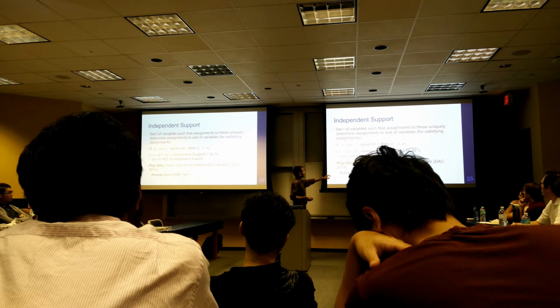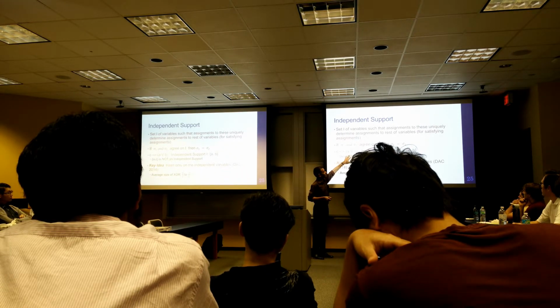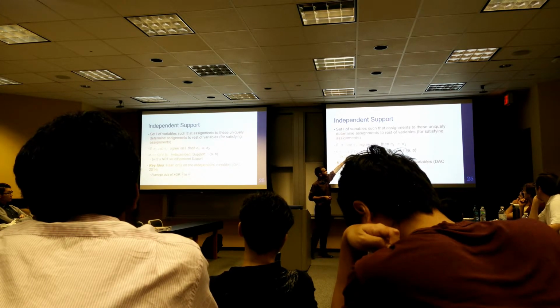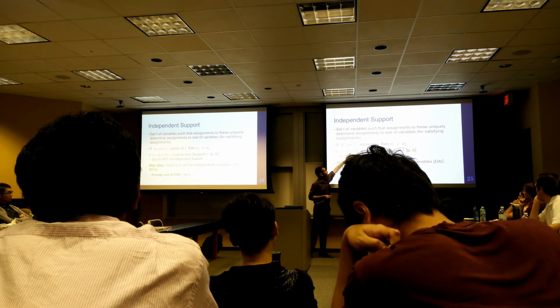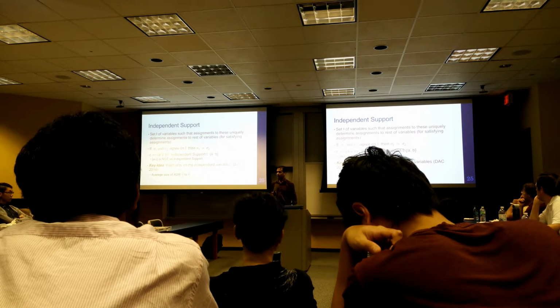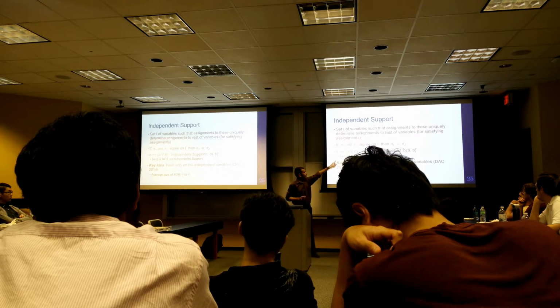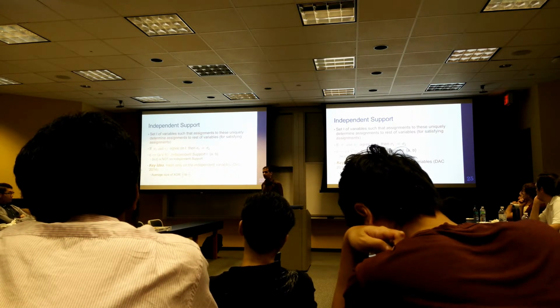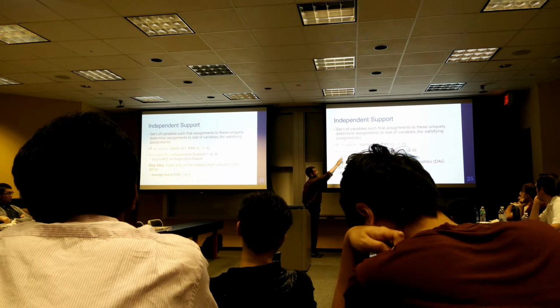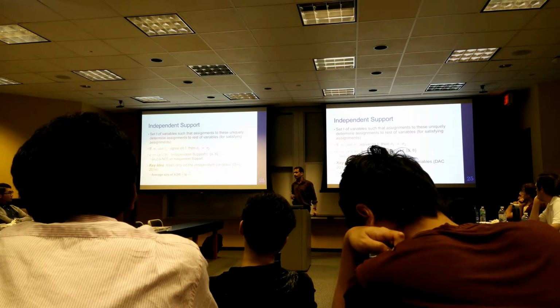Suppose we had the formula C if and only if A or B. Then the independent support of this formula is A and B, because once you assign A and B, there is a unique value for C. But A and C is not an independent support. Why? Because you can assign C equals 1, A equals 1, and B can take either 0 or 1.